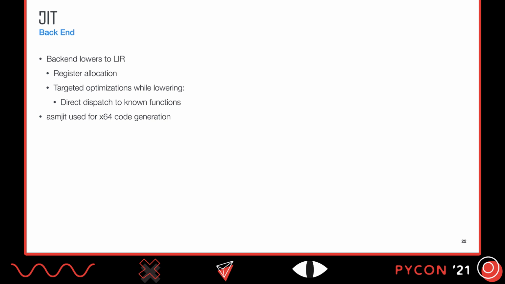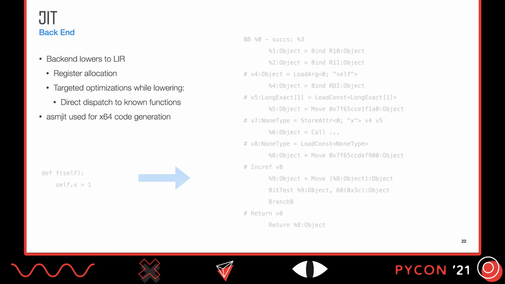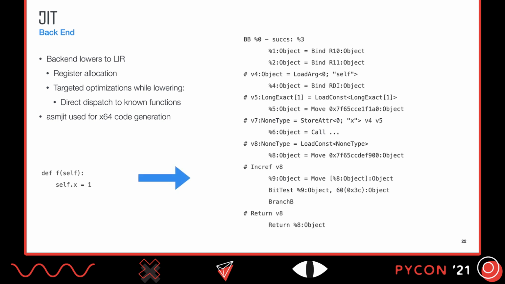After going through HIR, we lower things to our lower intermediate representation. Here things like register allocation happen, and we do some targeted optimizations while lowering as well, things like direct dispatch to known functions. And this uses ASMJIT for its final x64 code generation. So if we take that same function, this is what the LIR ends up looking like.